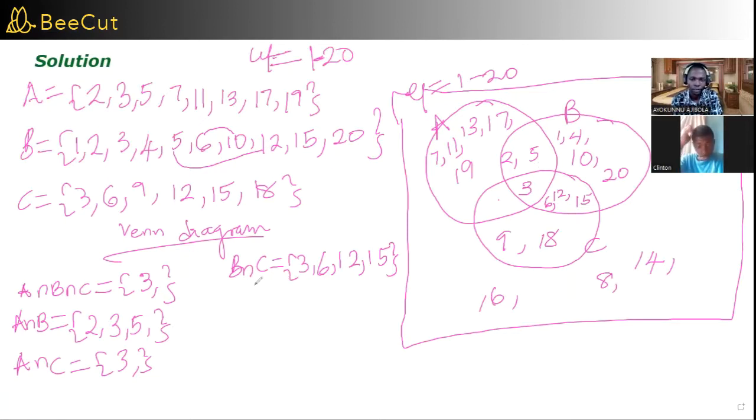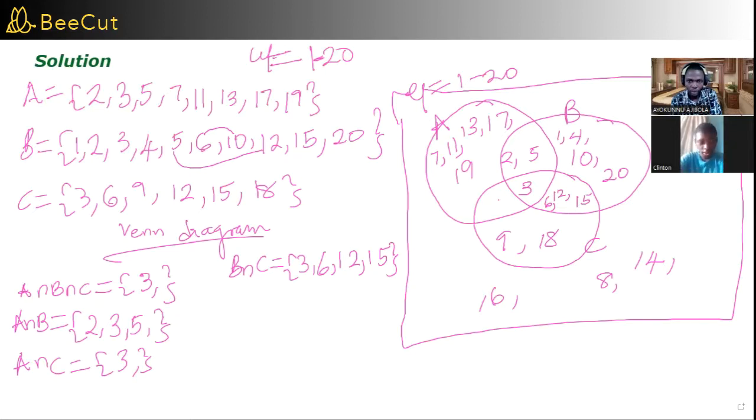So now let us quickly revisit our question because of the time, and I'm going to end this class, then I will send the link again so that we can continue. Okay, the question says find A intersection B intersection C. I think we've been able to find that. It now says find A intersection B, and we've been able to find that as well.